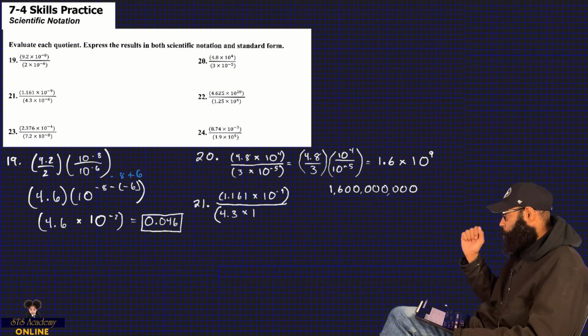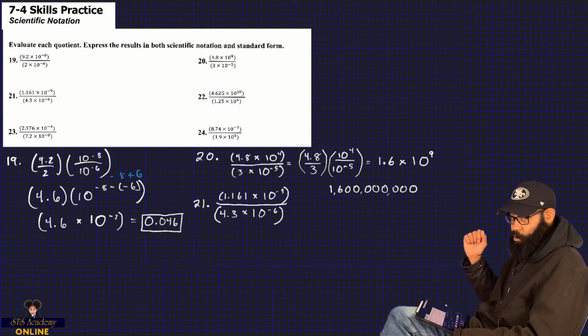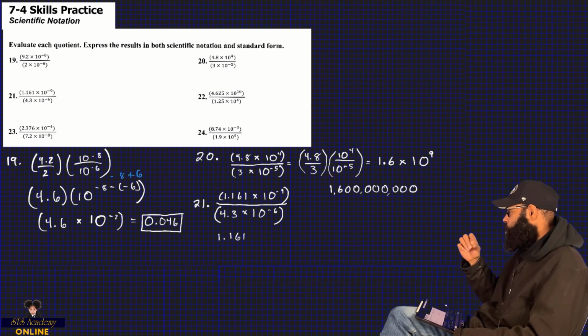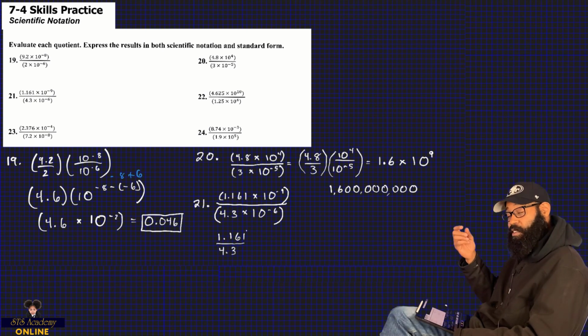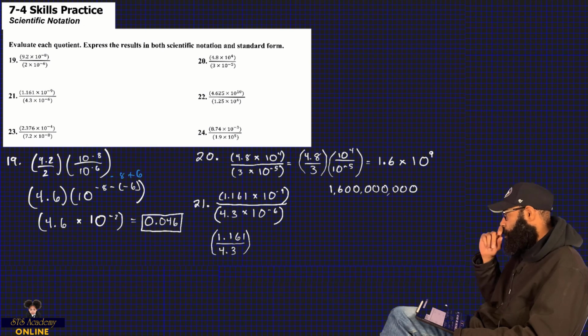So setting up our problem, recognizing I've got a longer decimal, and something could happen here. Let's see what will happen. Let's break her off, meaning setting up the problem so that I can do my division of decimals, and then of course division of base 10 exponents. So 1.161 divided by 4.3, pull that calculator out. But before I tell you what it is, 10 to the negative, and that is a 9, be careful, over 10 to the negative 6.